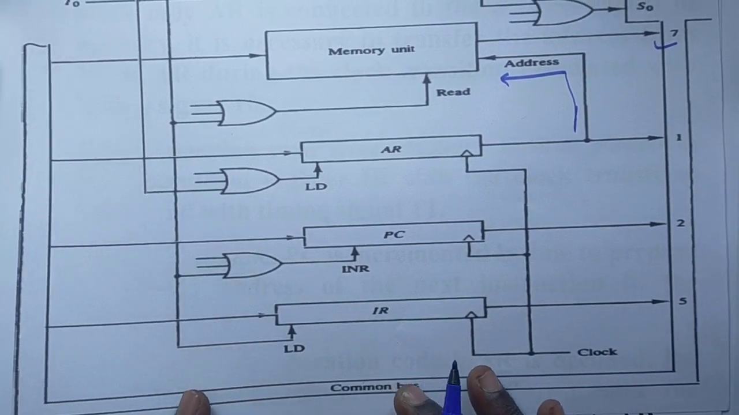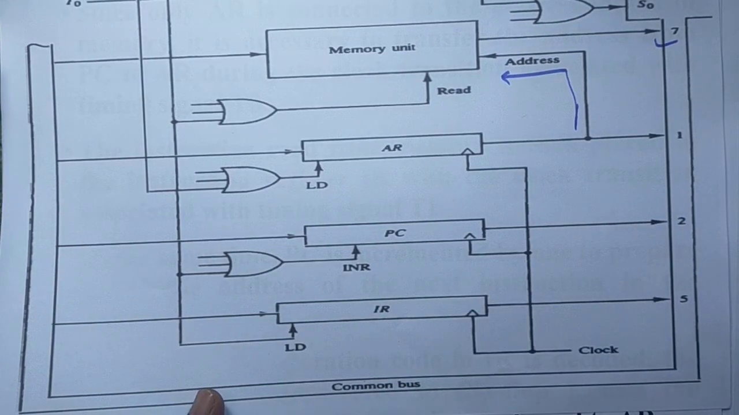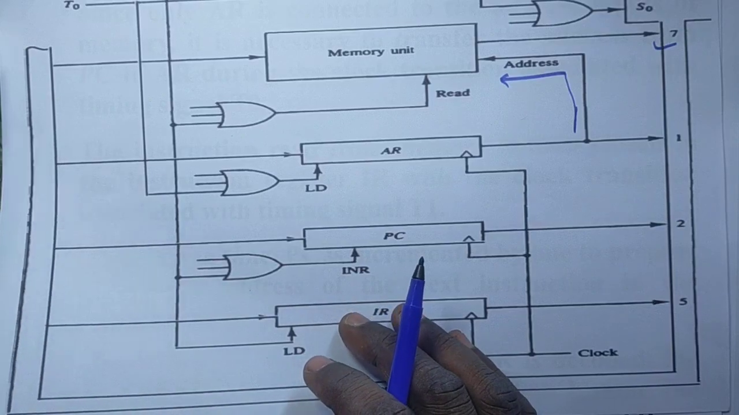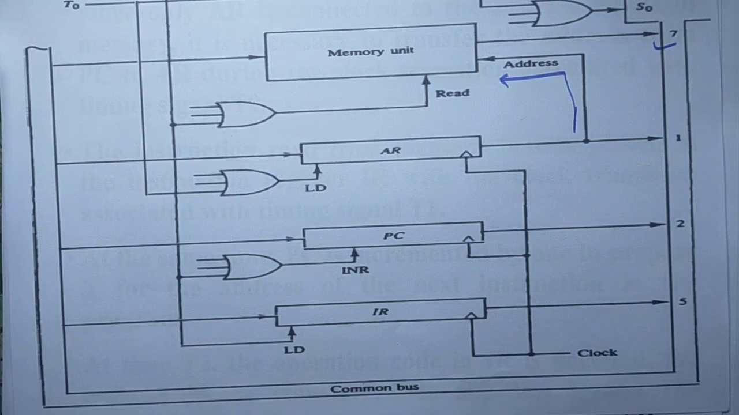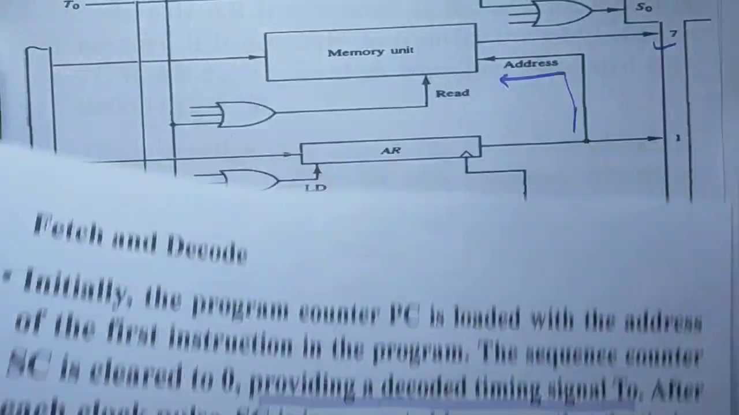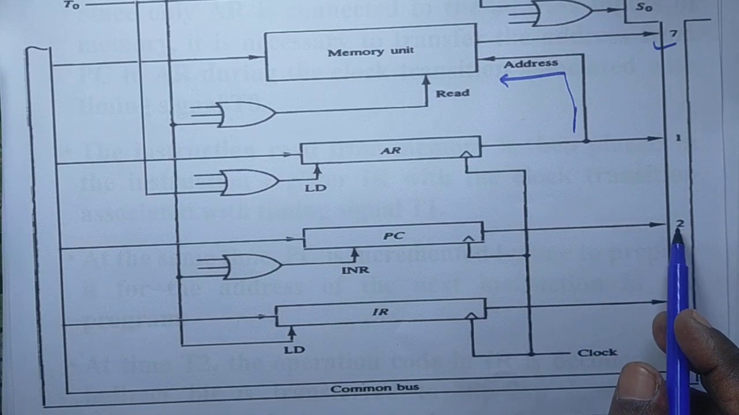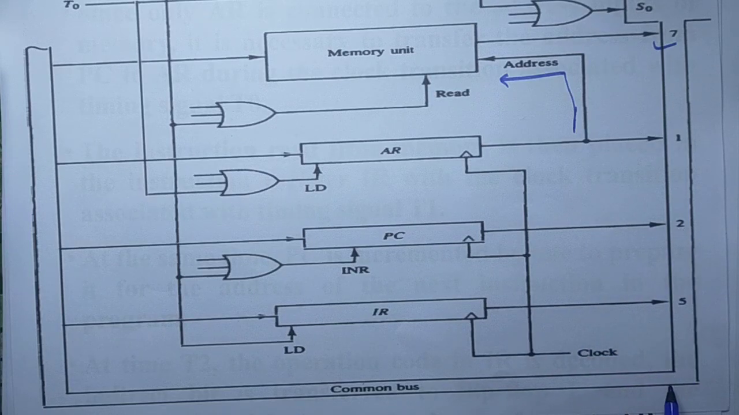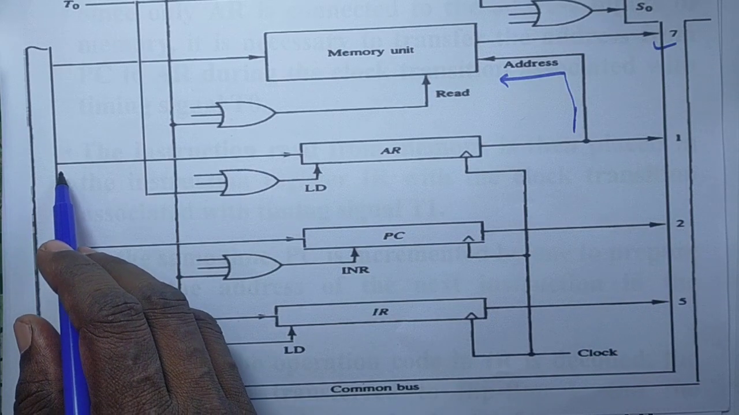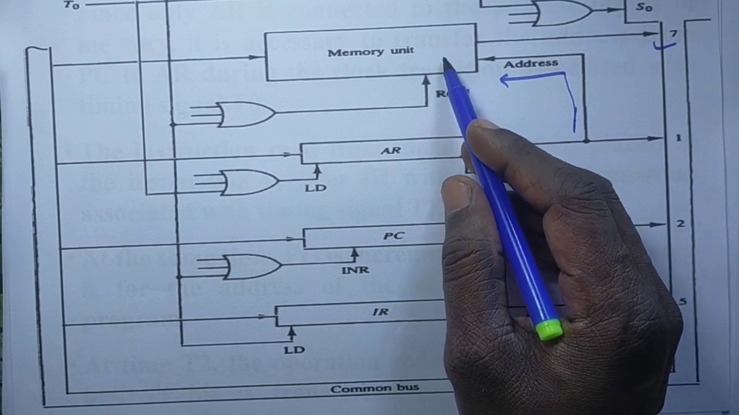Initially the PC is assigned, as we have already discussed, to the address register. I mention very simply: PC is assigned to the address register. PC transfers the data to the common bus, which then comes to the common bus and transfers to AR like this. The next phase is similarly the memory address register. What happens?